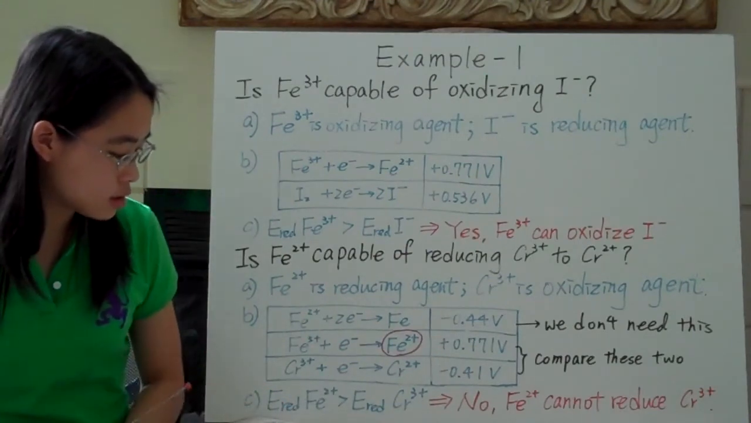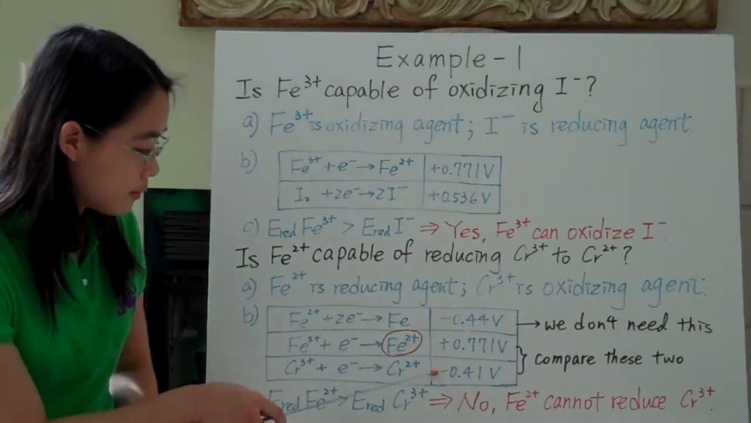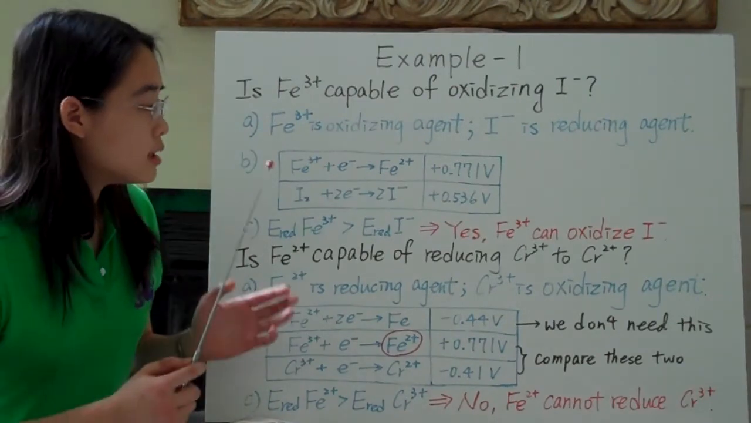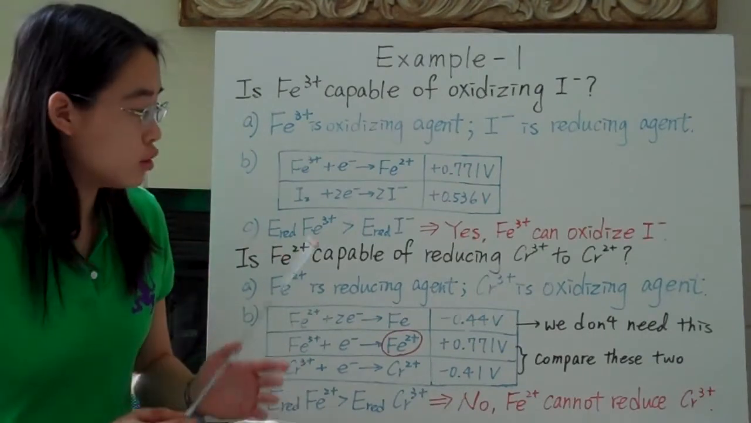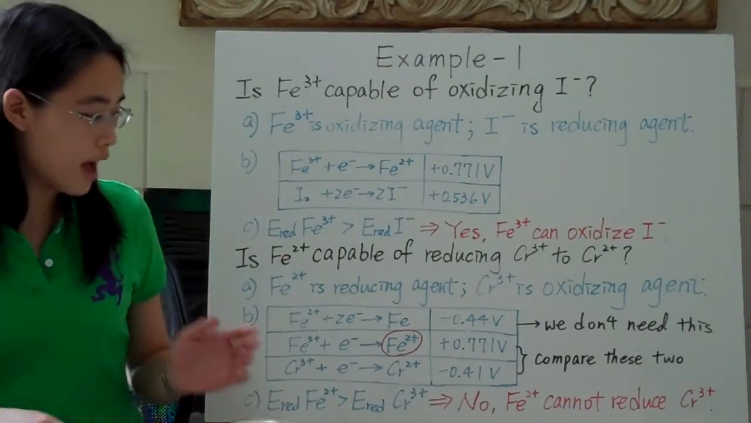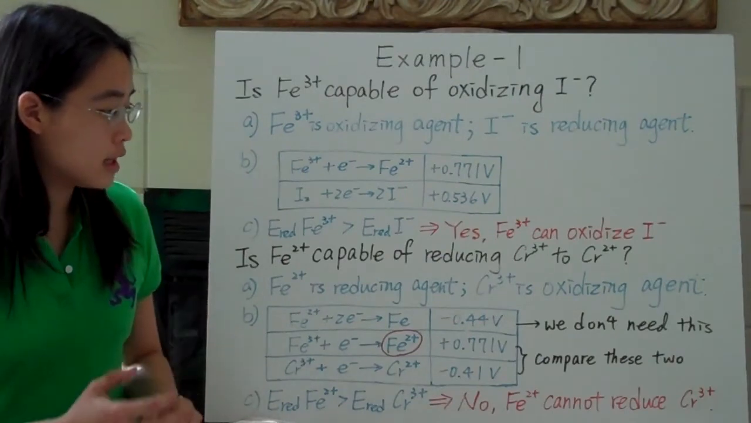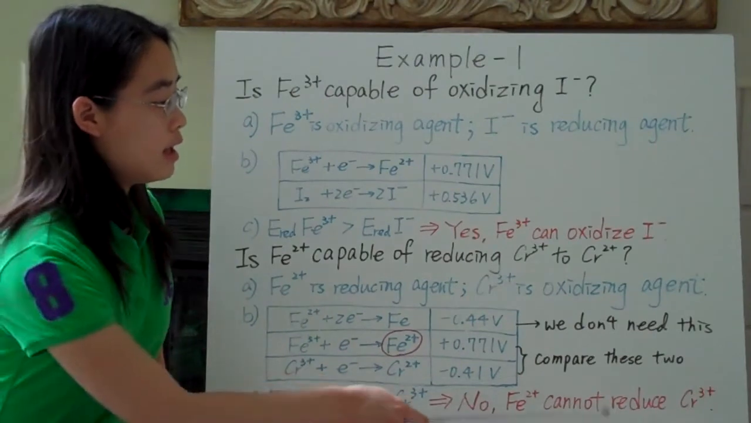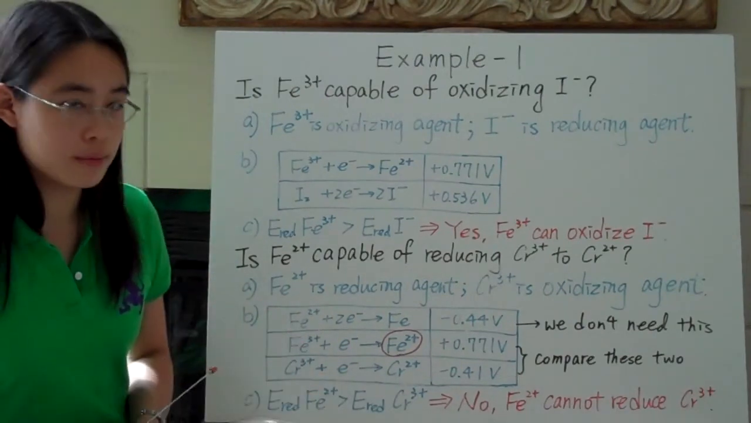Since reduction potential of iron 2 is greater than the reduction potential of chromium 3, the iron 2 will not reduce chromium 3, because iron 2 has a greater potential, then it will actually grab the electron from chromium 3. It will instead oxidize chromium 3.